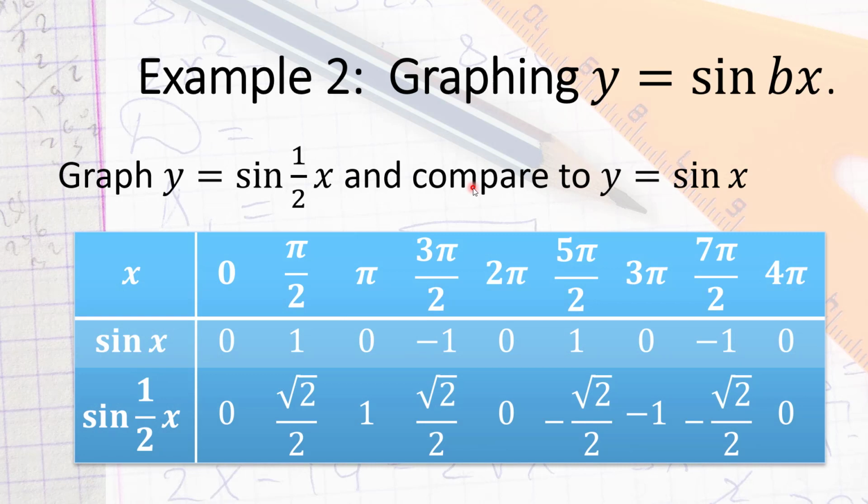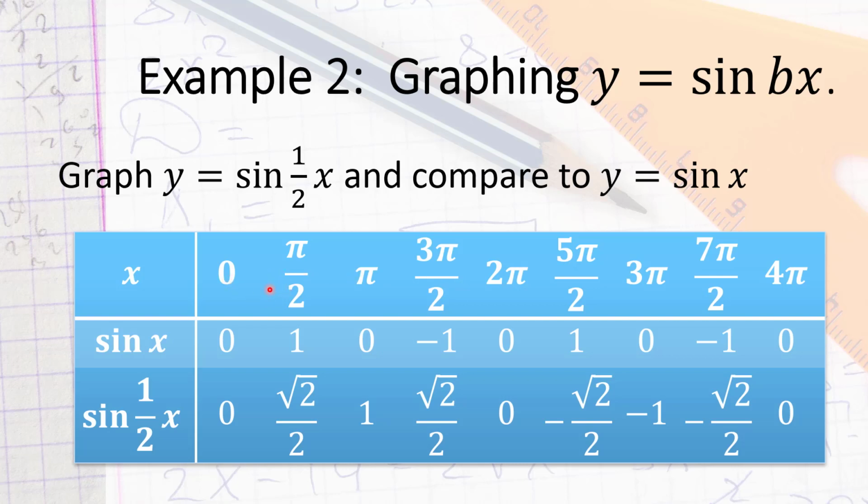Okay, so let's take a look at example number 2. Here we're looking at graphing sine of x, where we are going to scale the argument by some positive number b. Here we're going to graph sine of 1/2 x and compare it to y equals sine of x. Okay, so let's go ahead and do that. We're going to look at this between 0 and 4 pi.